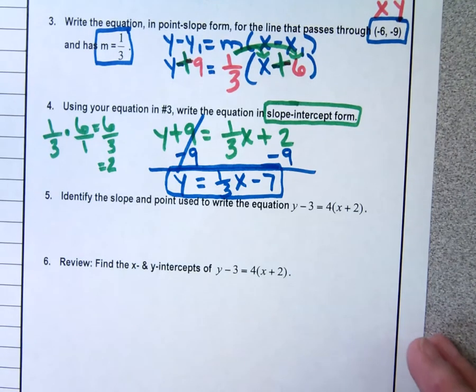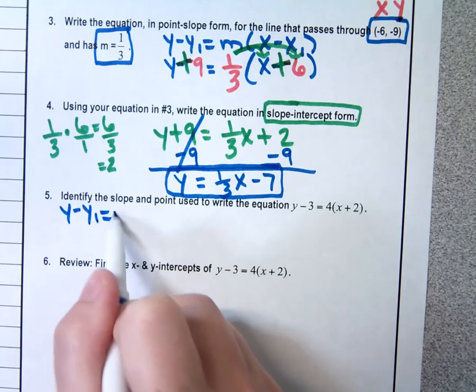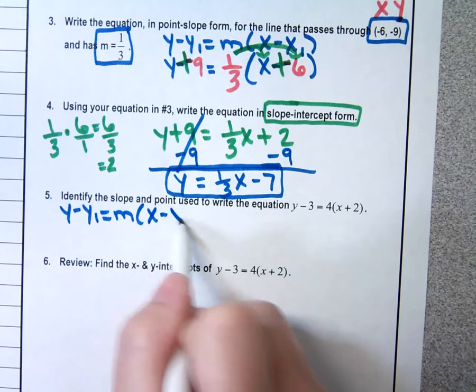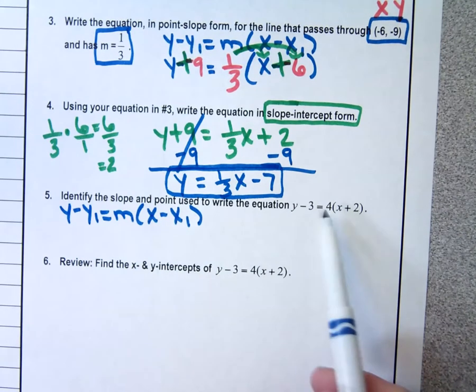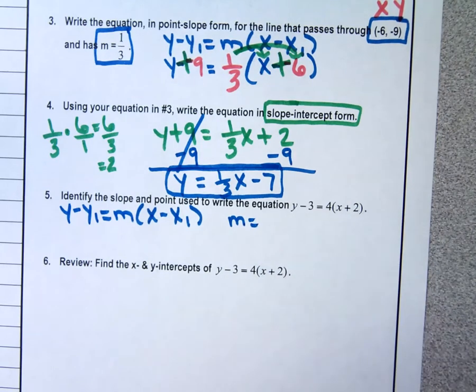It says identify the slope and point used to write this equation. Okay, so let me just write down the point-slope formula again, because that's what this looks like. So let's start with slope, because slope's the easiest. Which of those numbers is the slope?